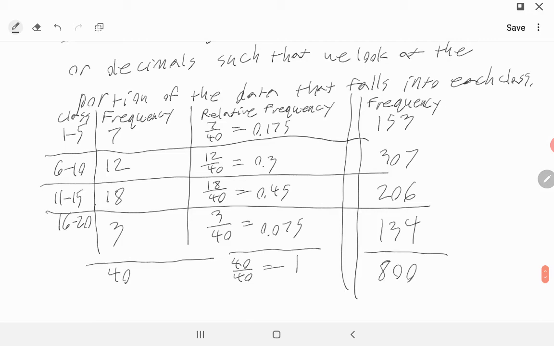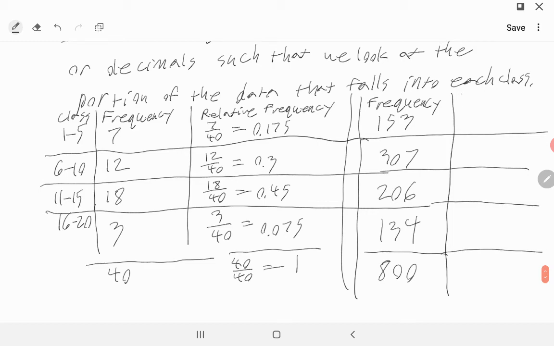And so we notice that comparing 153 to 7, comparing 307 to 12, visually it wouldn't tell us anything. But when we start thinking about relative frequencies, now we can compare a class of 40 to a class of 800.